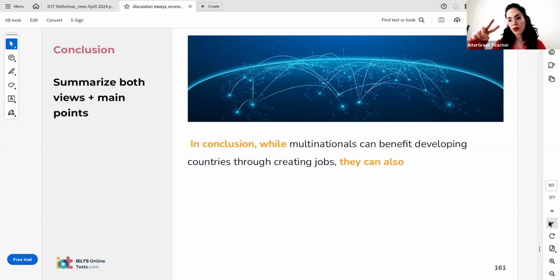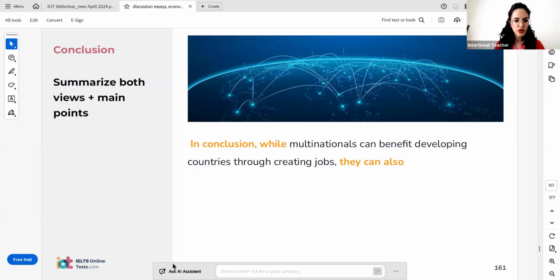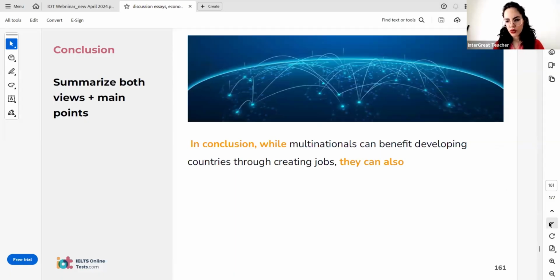They can also, now it is my second side, which was negative. I use the word while to show this contrast between them, right? So they can also threaten small businesses. This was my main idea of second paragraph.